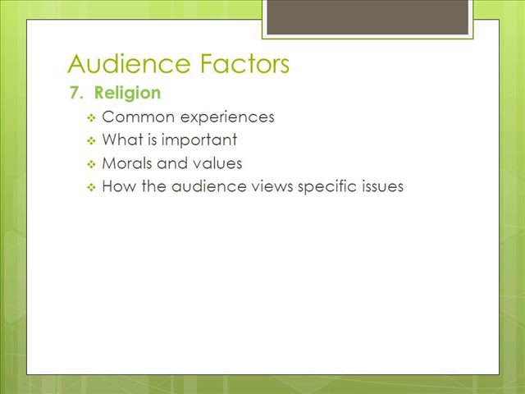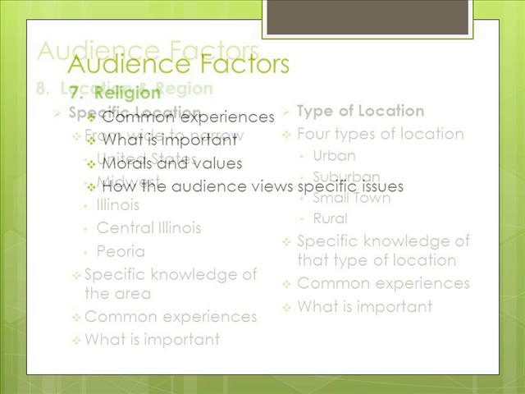Number 7 is religion. Religion is very similar to culture and ethnicity because religion in and of itself is pretty much a culture. So we have the same common experiences, what is important. Here you can add morals with the values. And also depending on someone's religion can tell you how they view specific issues.